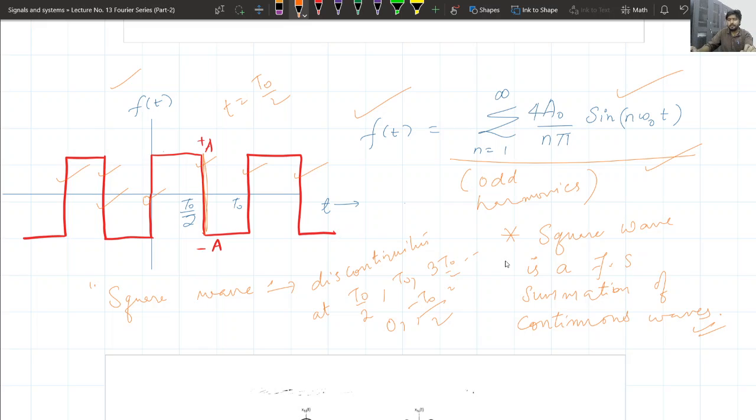One thing to also notice is that a Fourier series summation is an infinite summation. It's not that you have done a finite series summation, like if you take 100 terms. It's not like that. If you are doing a Fourier series summation, it is an infinite summation. Then why is it happening that a discontinuous wave is a summation of continuous waves?